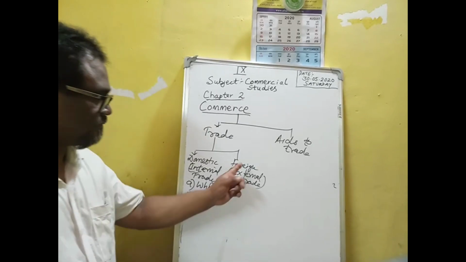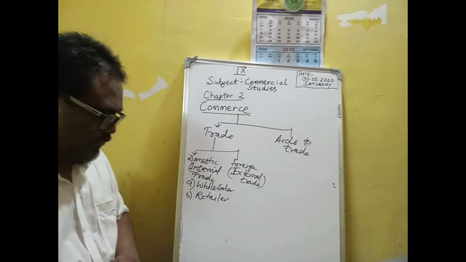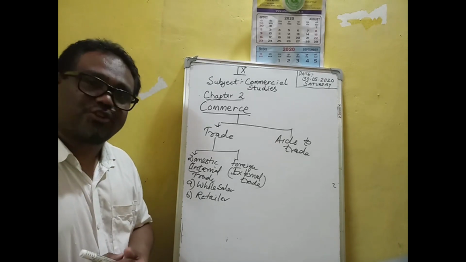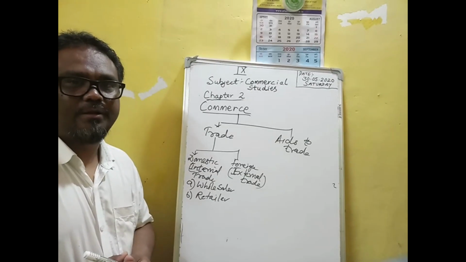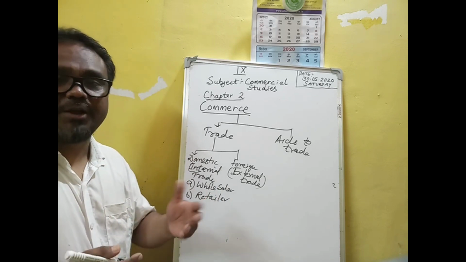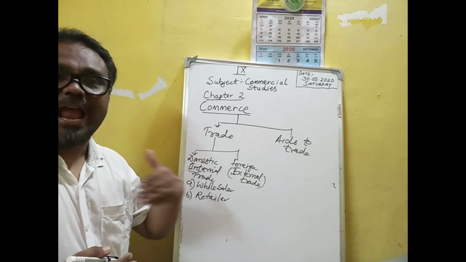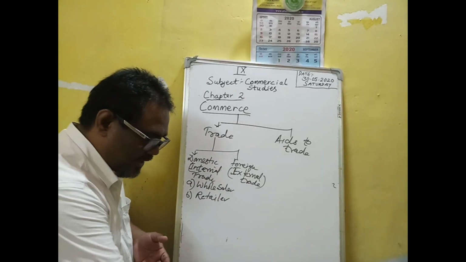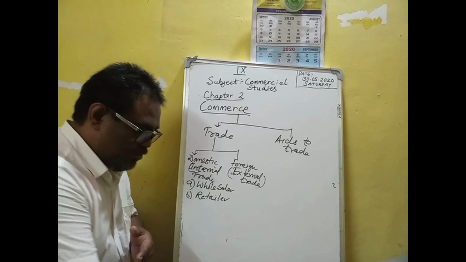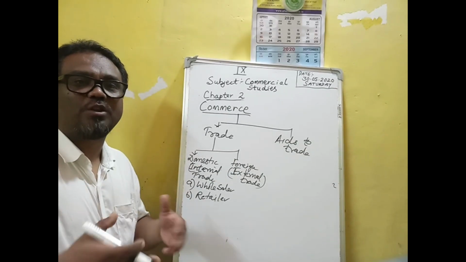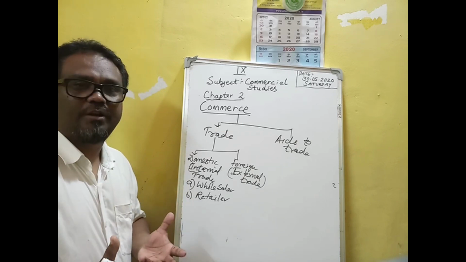Now if you see foreign trade, that is international trade or external trade. It deals with two or more than two countries: export, import and interport. Foreign trade refers to buying and selling between two different countries. Here two or three countries, more than one country, are involved in foreign trade.